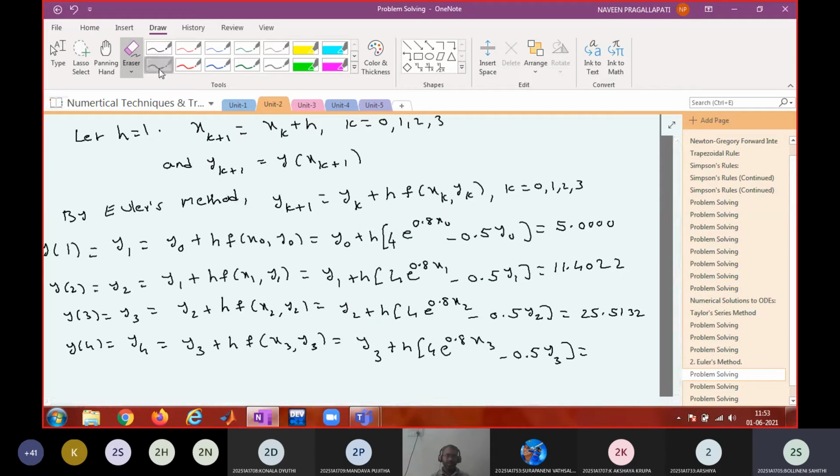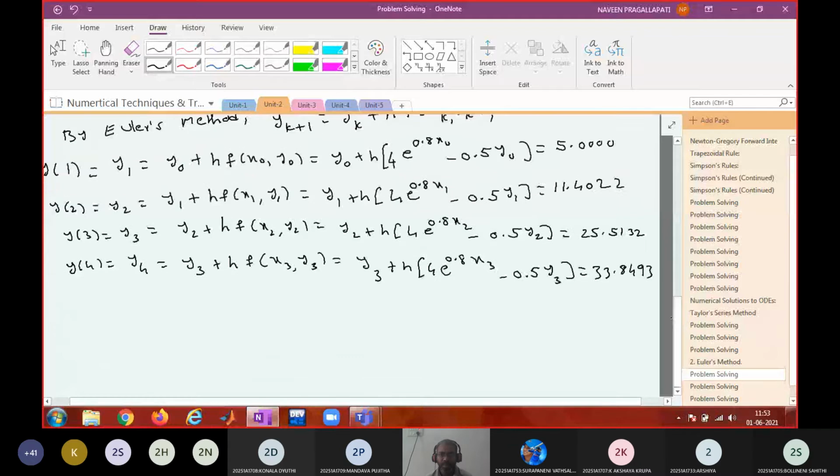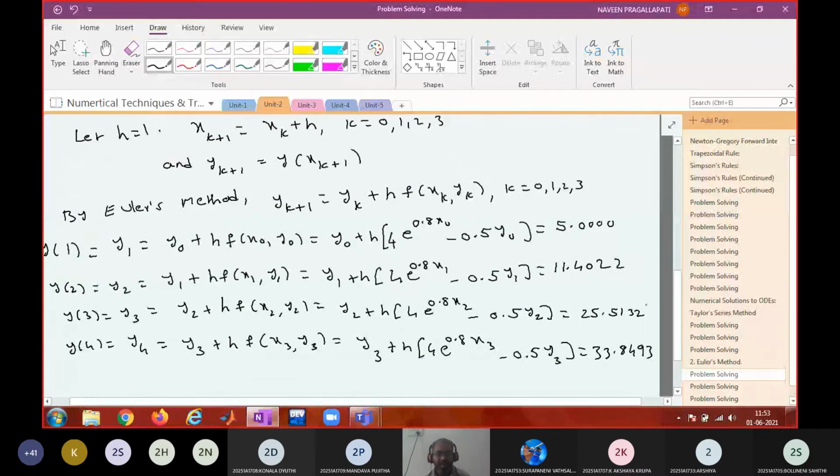The value is 83.8493. Okay, so this is how we do Euler's method. If you want even more accuracy, instead of taking h equal to 1, you may take h equal to 0.5. Then the number of steps will be more.